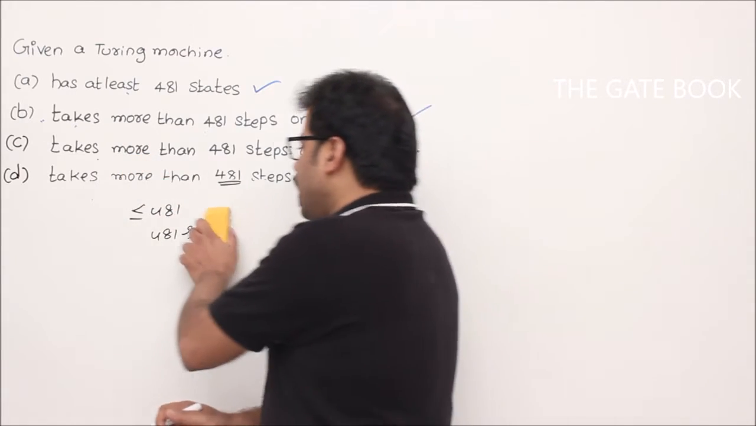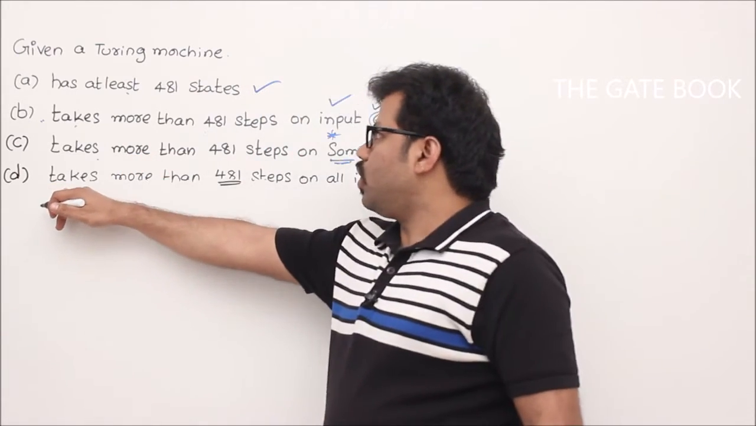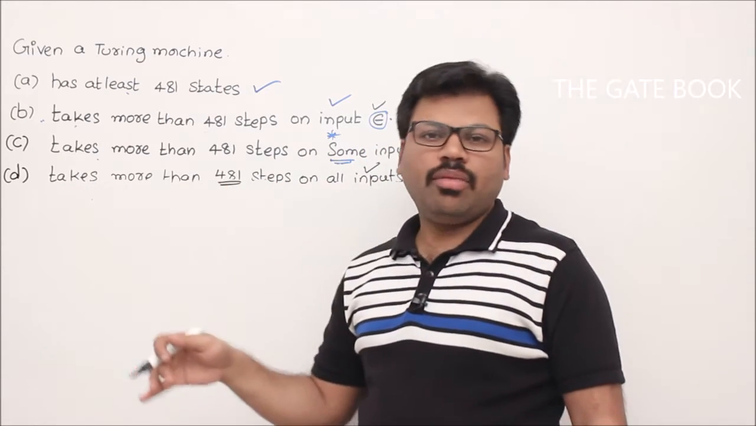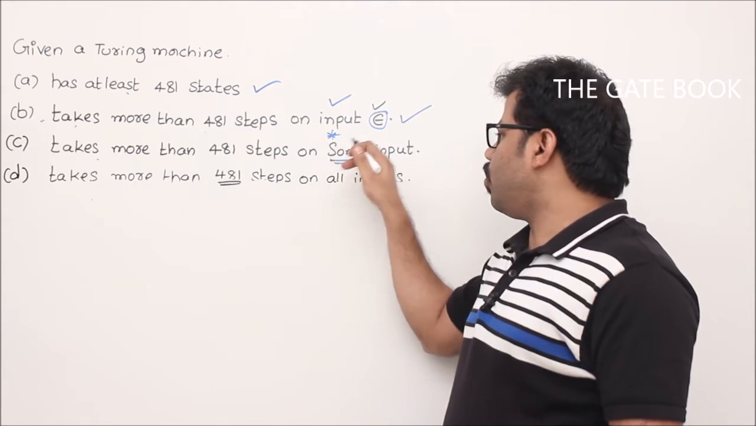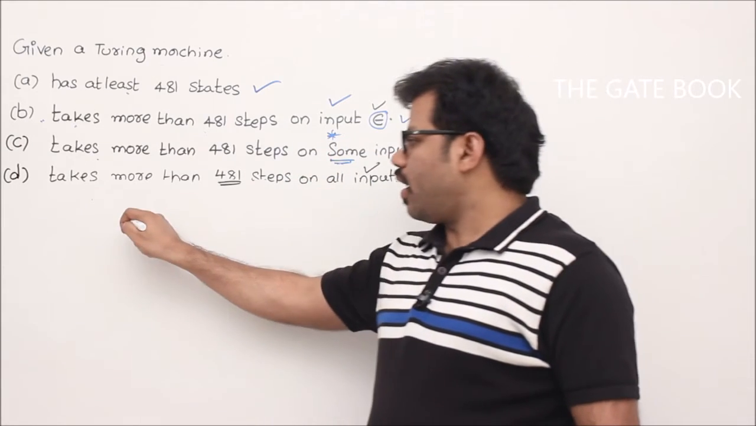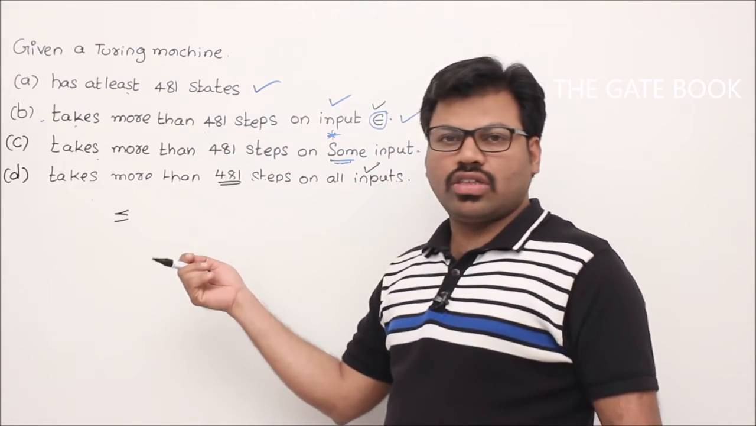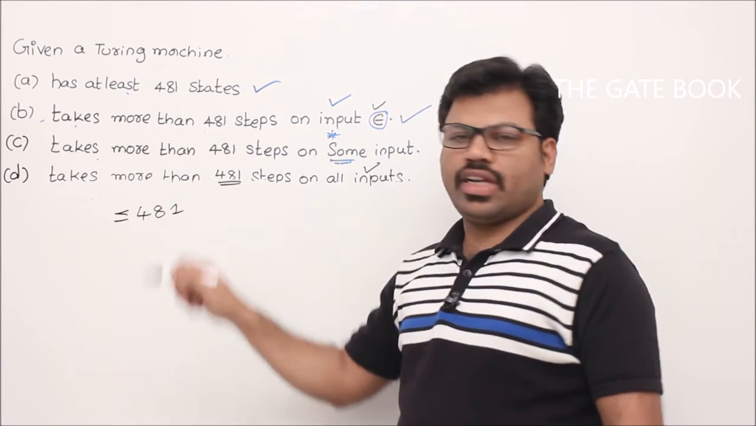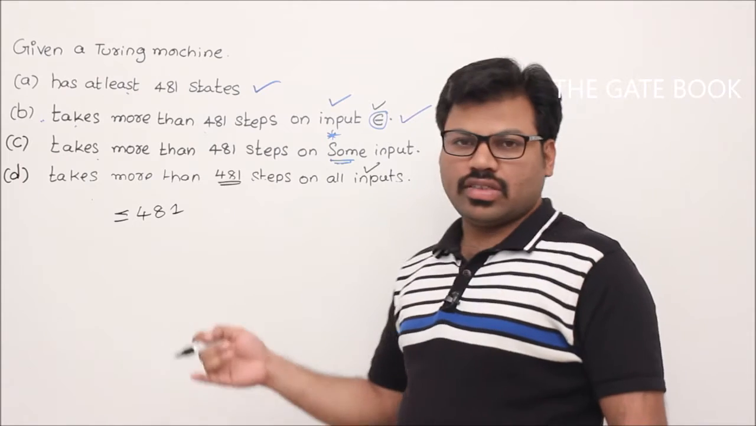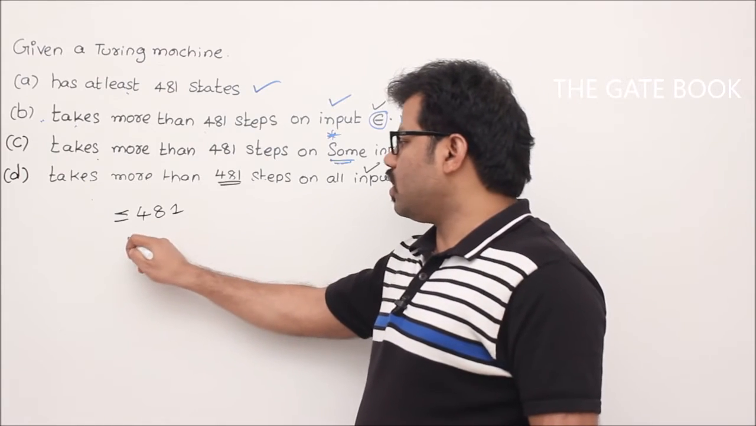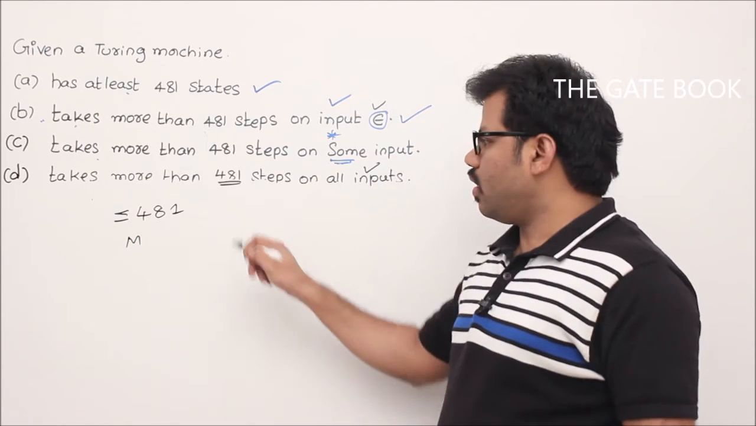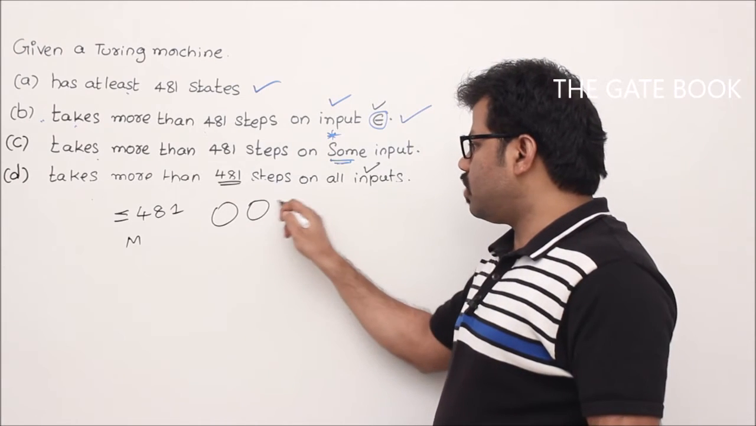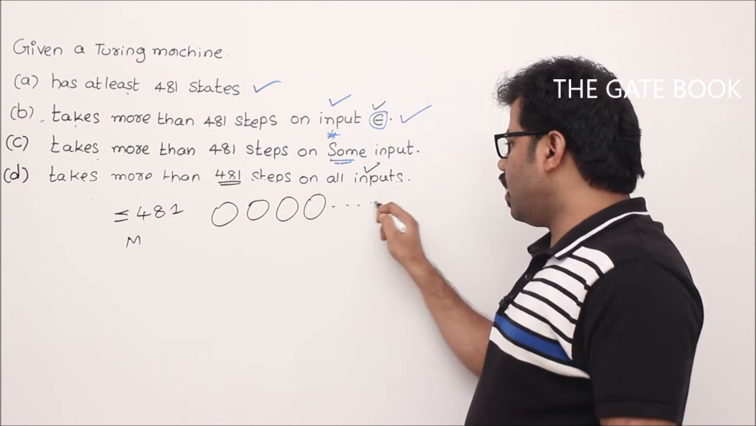Now we'll see the next problem: a Turing machine which takes more than 481 steps on all inputs. Same problem, right? But rather than some input, this time all inputs. Again, because we understood the logic, we take only the strings of length less than or equal to 481 first. Then run your logic, that means simulate your Turing machine M on each and every string. What is our question? Will it take more than 481 steps or not? So now I am taking the strings one by one.